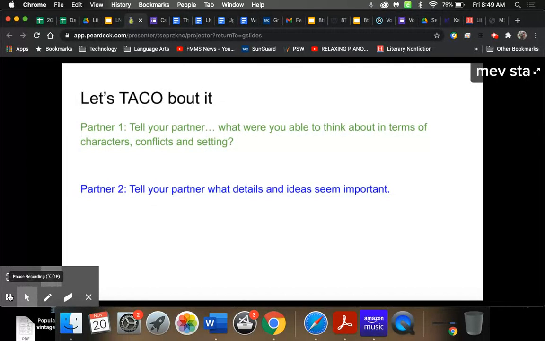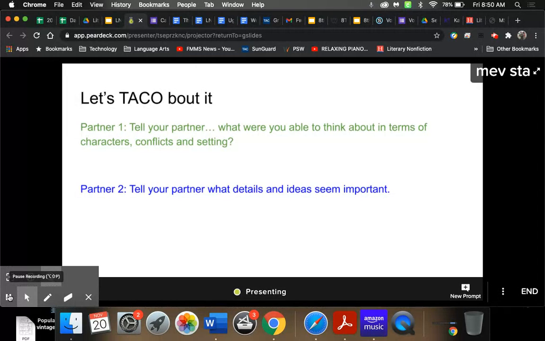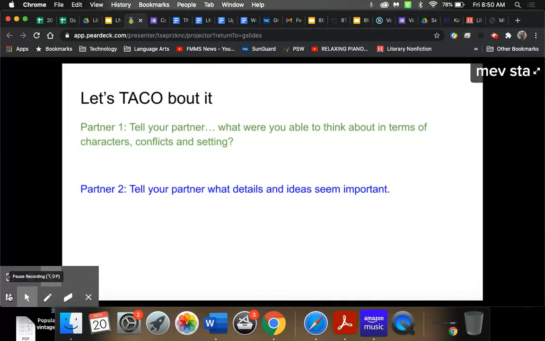Okay, now you're going to turn and talk. Partner 1, tell your partner what you were able to think about in terms of character conflict. Okay, partner 2, now tell your partner what ideas and details seem important. So go ahead and I will re-pull up those paragraphs if you need to skim them again, okay? Partner 1, figure out what you were able to think about with characters, conflict, setting. Partner 2, what details and ideas seem important.